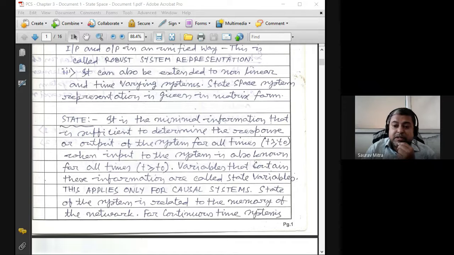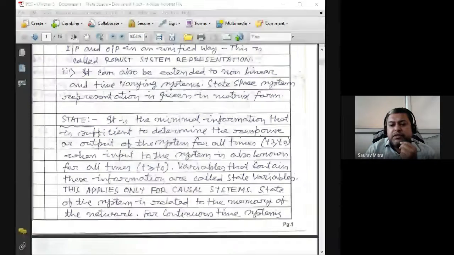So what is the order of an RLC circuit? An RLC circuit is a second order system. Why so? Because there are two energy storing elements. Who are the energy storing elements in an RLC circuit? One inductor and one capacitor. A resistor does not store energy. A resistor is an opposition offered to the flow of electrons, but it does not store energy.